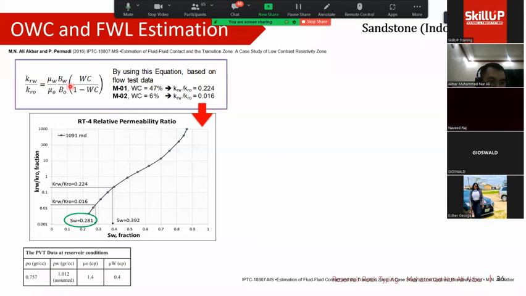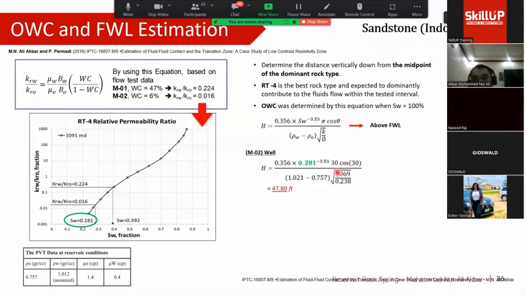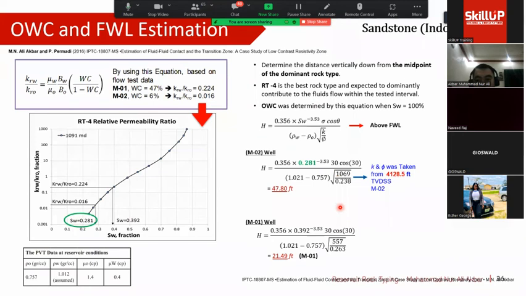We have the water cut from the well test, and we have the fluid properties from the PVT data. After that, we try to understand the saturation at each testing point. And from here, we try to identify the free water levels. Once the free water level is created, we can define the saturation height function from these models.